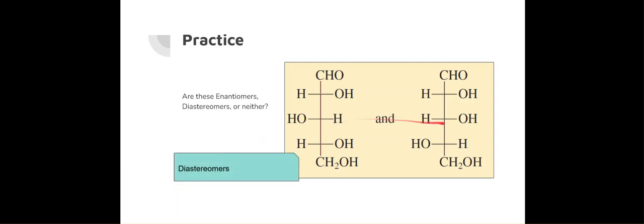The reason why is they're not mirror images of each other. This first chiral carbon here is not a mirror image of that one. But they do have the exact same molecular formula. Remember, you've got to keep that in mind. If there was an extra carbon in this chain, then they're not isomers at all. Or if you had a bromine.